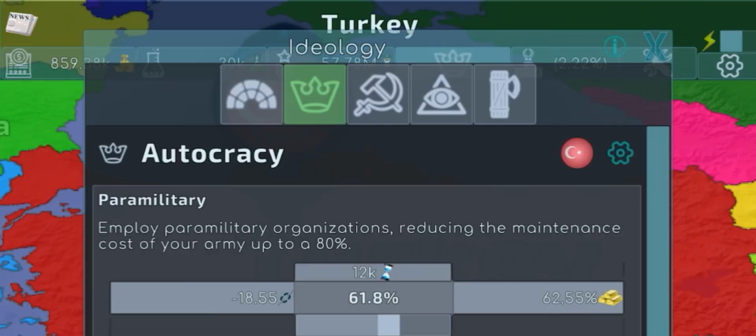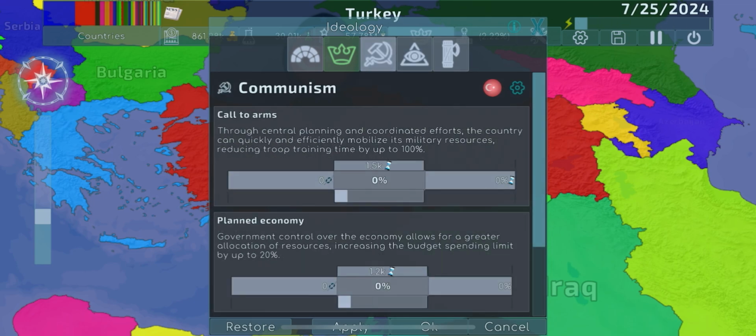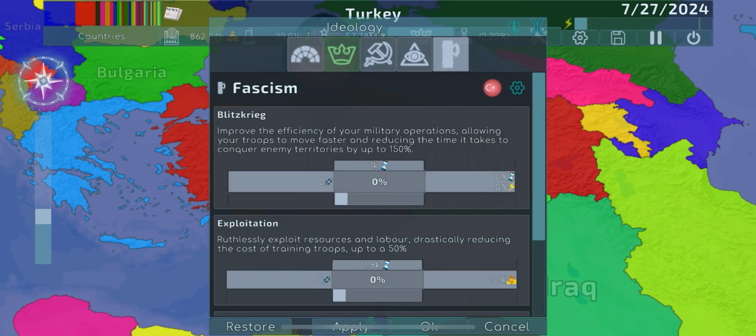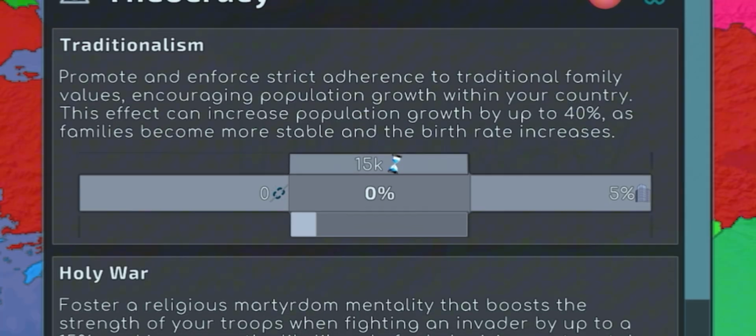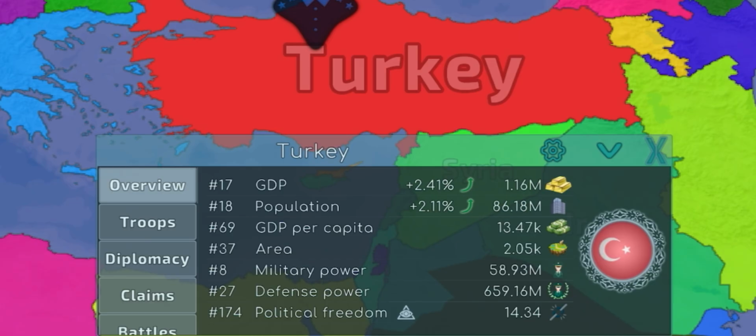Out of the 4 ideologies, only one of them has a significant impact on the population growth of a country, and that ideology is theocracy. With the traditionalism buff, you can increase your population growth up to 40%, which may impact your economy growth positively.